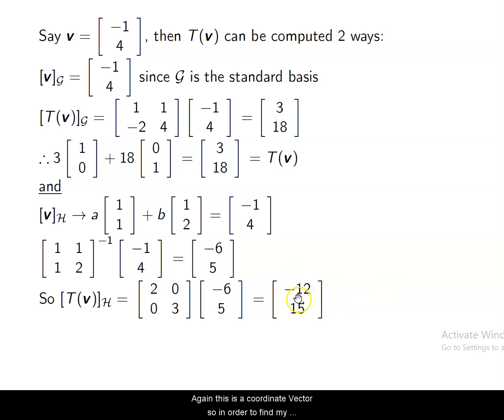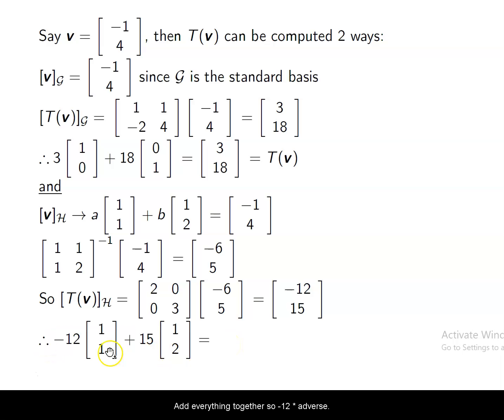And again, this is a coordinate vector. So in order to find my T of V, I need to take this and write it in terms of the basis vectors and add everything together. Okay, so -12 times the first basis vector plus 15 times the second. When I add these across, notice I got -12 plus 15 is 3. -12 plus 30 is 18. Okay, it's the exact same T of V.